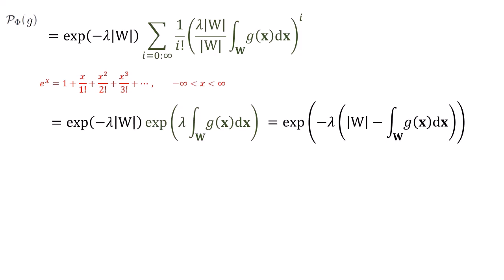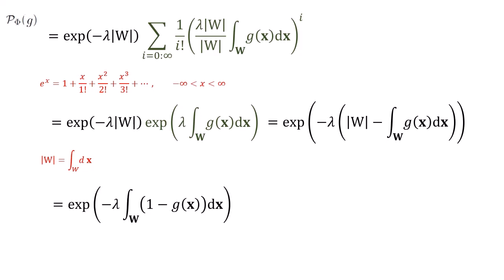Now after that, because both are exponentials, I can take them inside the same exponential, and then I can take lambda common. So what I get is exponential of minus lambda times the size of W minus the integral of g(x) dx. Now we notice that the size of W is nothing but the integration of dx over W. So I am going to replace that with the integration over dx. Then I can take both common and I get the integral of 1 minus g(x) dx. So this will be the PGFL for the uniform PPP.